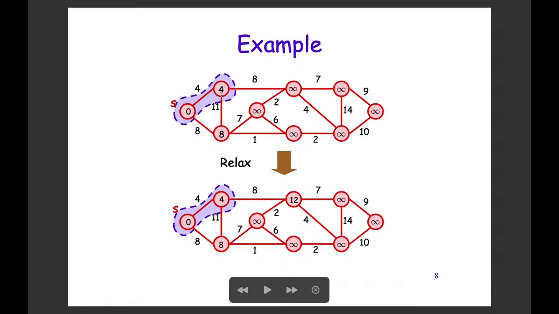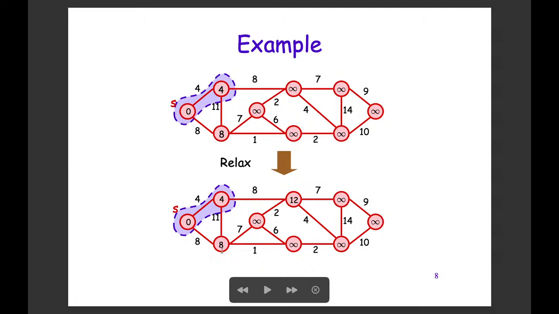Relaxing, we can see that this can be 15, but originally it is 8 already. So we don't need to change this, because 8 is already better. We keep it as 8 and that's it. And this one you don't update, because the shortest distance is already known. So we do not update.